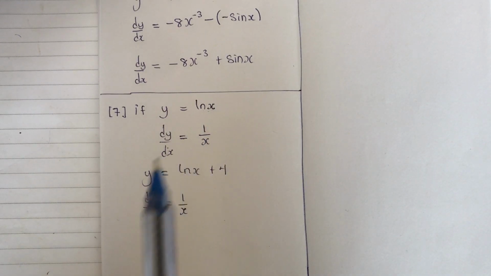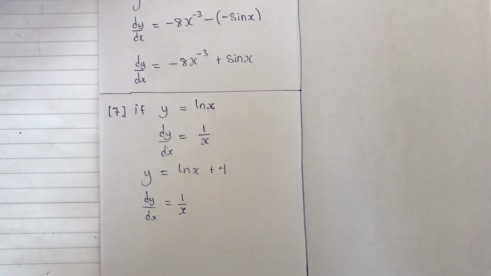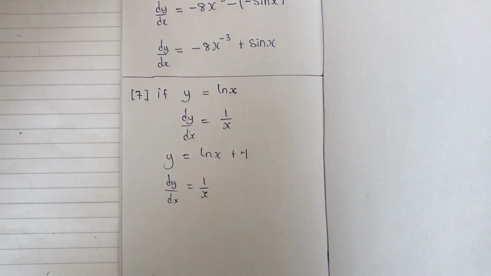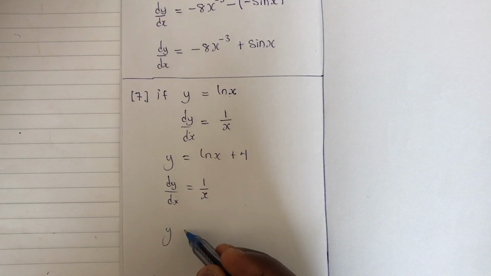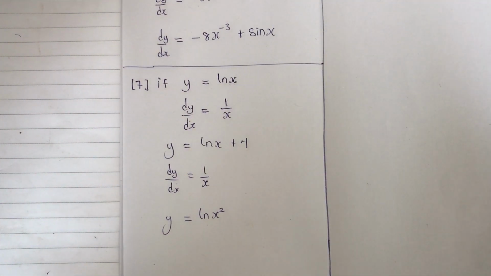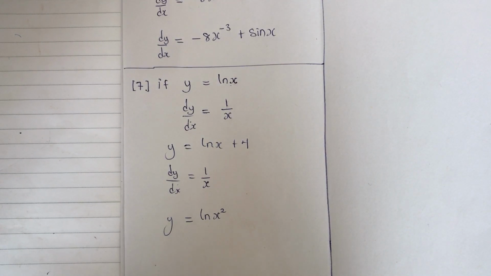The result will never be 1 over x squared. Why am I saying that? For this one, there is a special way of answering it. It's either you apply the shortcut method or you apply what we call the chain rule. So now let me take an example for you to understand. If I have y equals ln x squared, the result for dy dx will never be 1 over x squared.